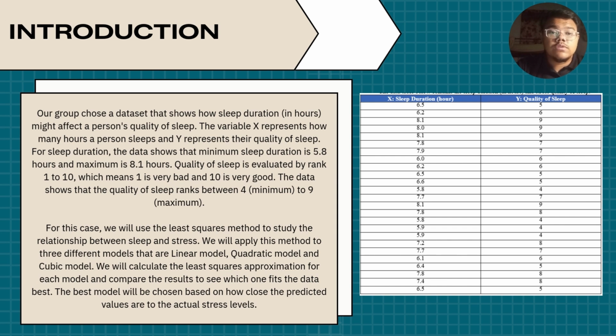For this case, we will use the least square method to study the relationship between sleep and stress. We will apply this method to three different models: linear model, quadratic model, and cubic model. We will calculate the least square approximation for each model and compare the results to see which one fits the data best. The best model will be chosen based on how close the predicted values are to the actual stress level.